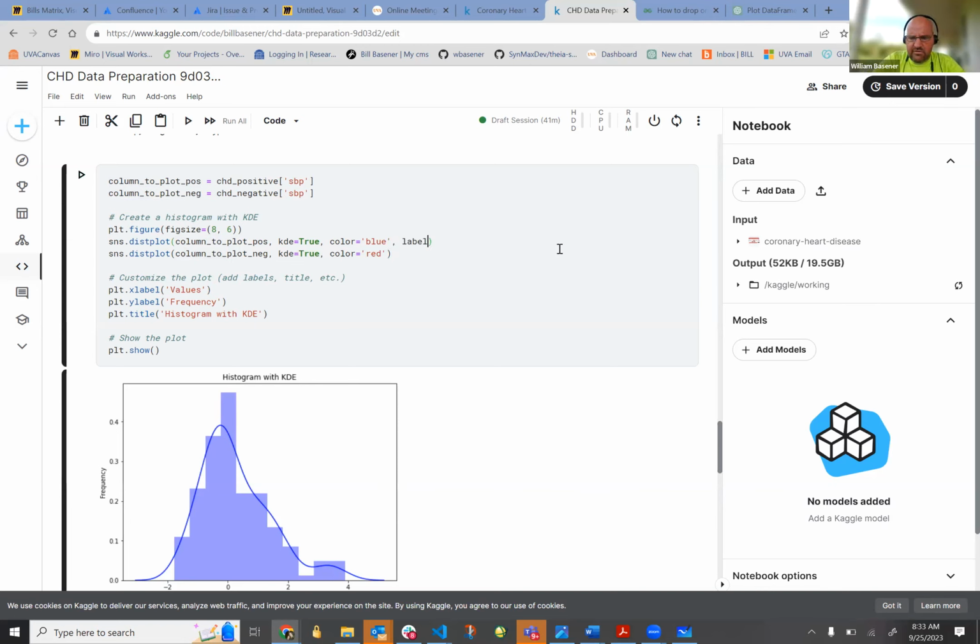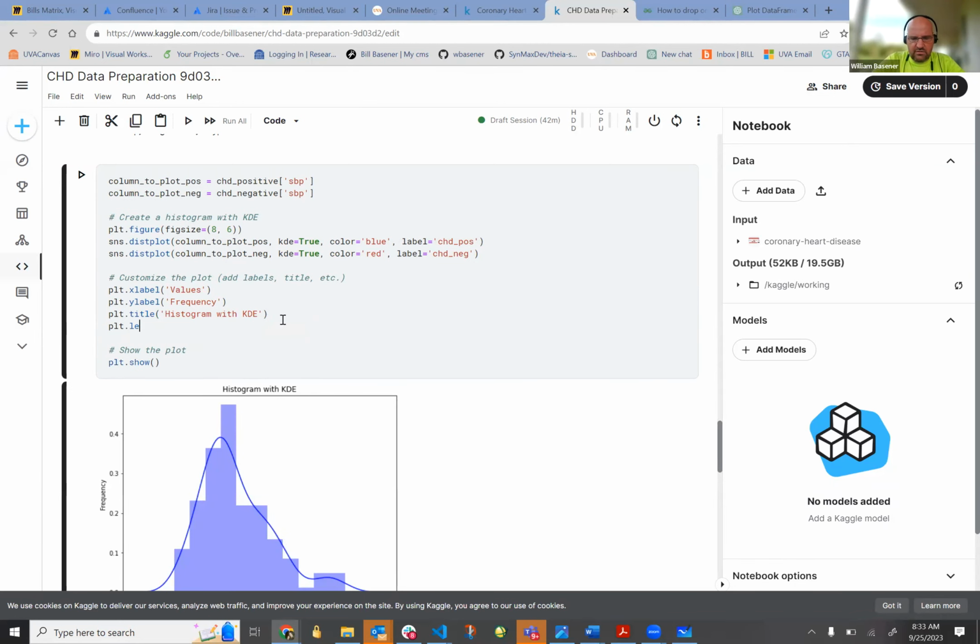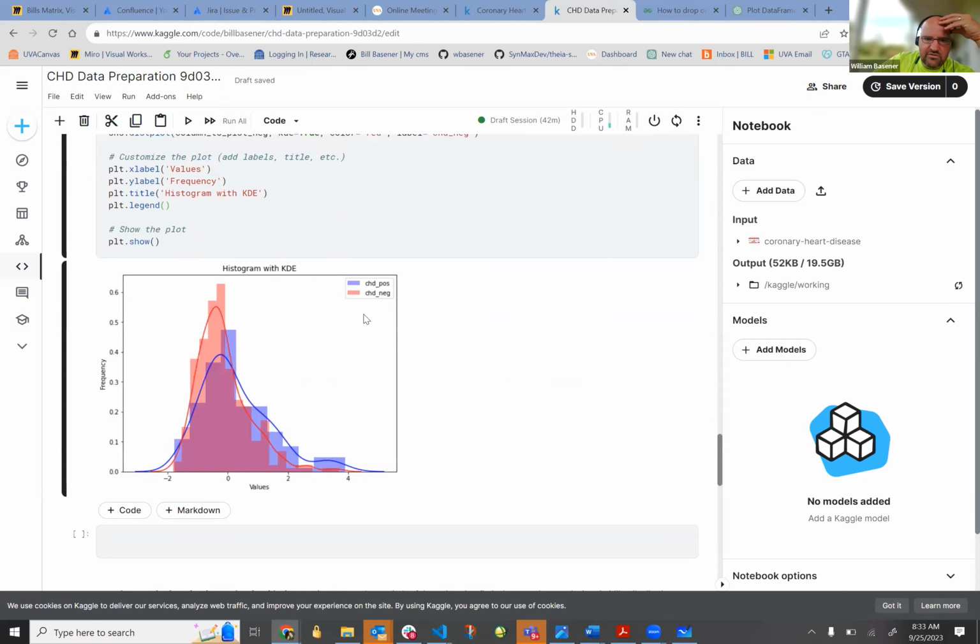is it label? It's either label or name, and I always forget. CHD positive. And CHD negative. And PLT dot legend. So that'll add a legend. Okay, so this is really interesting. So this is the CHD positive and CHD negative.